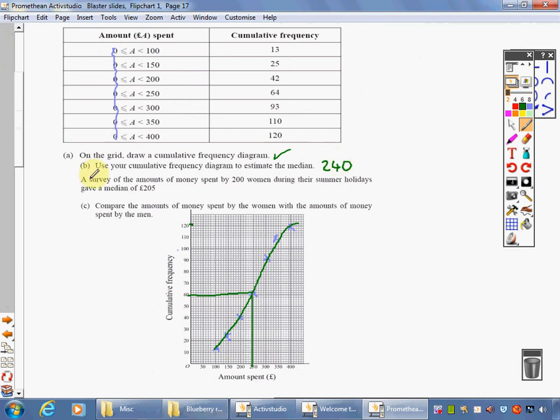A survey of the amounts of money spent by 200 women during a summer holidays gave a median of 205. Compare the amounts of money spent by women with the amounts by men. Well, the women, on average, spend less. Job done. Okay.